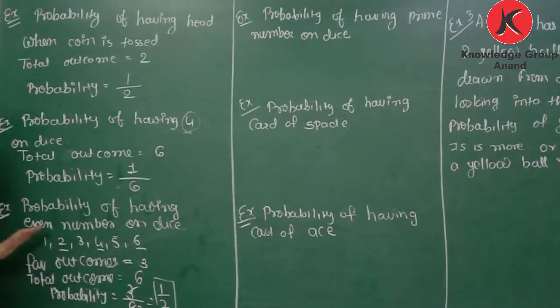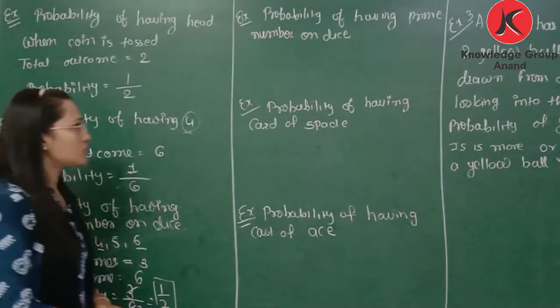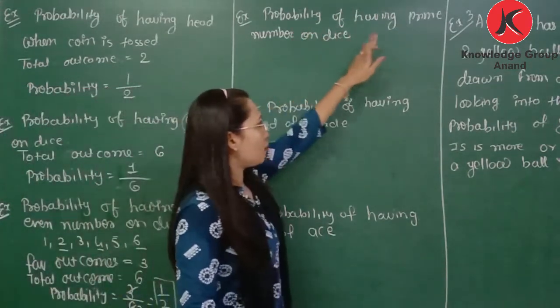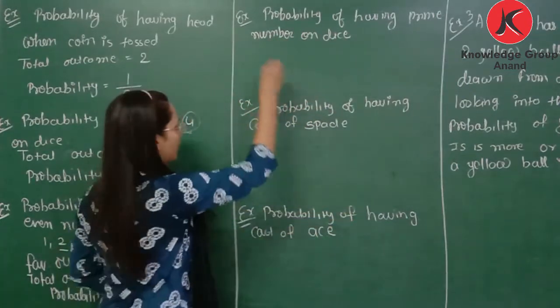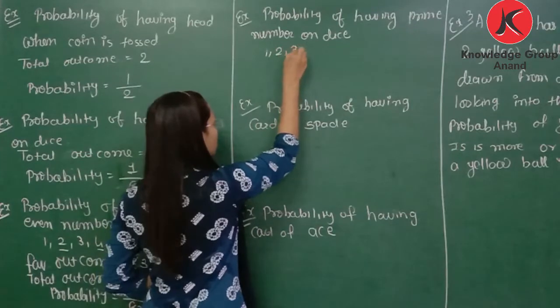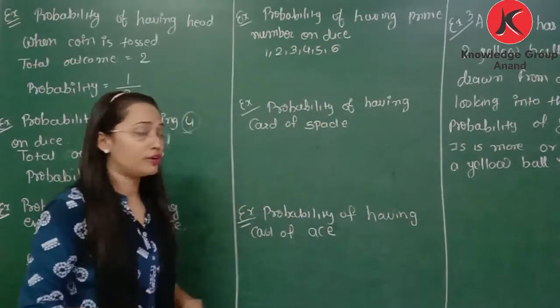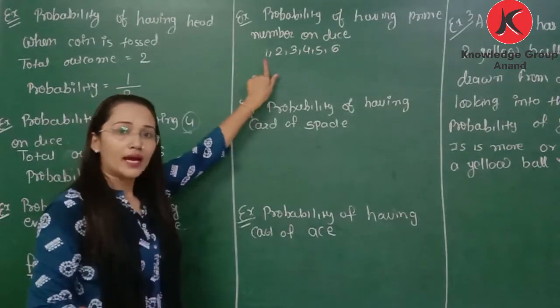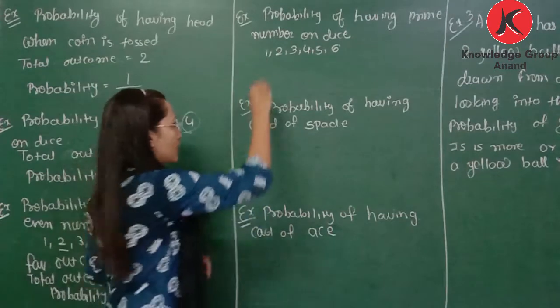So that's why the probability of having an even number is 1 by 2, and the probability of having an odd number is 1 by 2. Now next, the probability of having a prime number on a dice. Again, what are the numbers written on a dice? We have 1, 2, 3, 4, 5 and 6. Now we already considered that 1 is neither prime nor composite, so we do not consider this one.